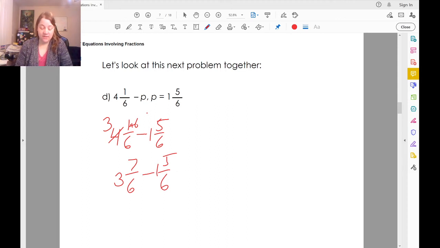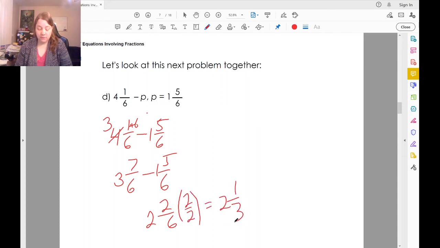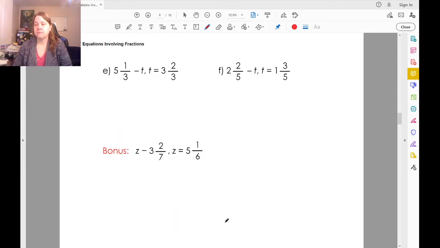7/6 minus 5/6 is 2/6. 3 minus 1 is 2. 2/6, when you simplify by 2 over 2, becomes 2 1/3. Go ahead and try these problems on your own.